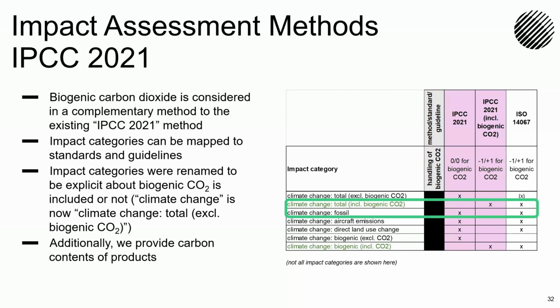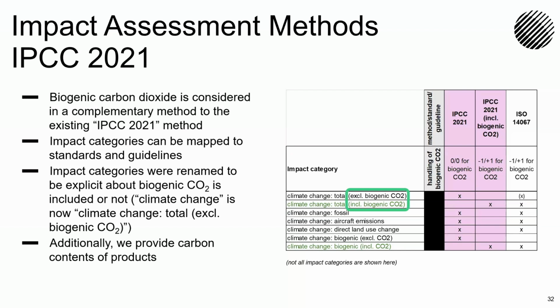What we call in version 3.11 IPCC 2021 corresponds to the same methods as in version 3.10, but with a few adjustments. The impact categories were renamed to be explicit about biogenic carbon. So for example, the category that was called previously just climate change is now called climate change total, excluding biogenic CO2.